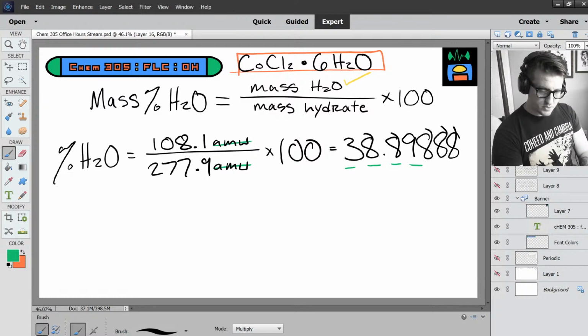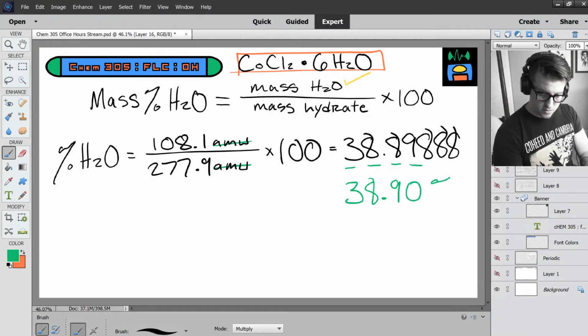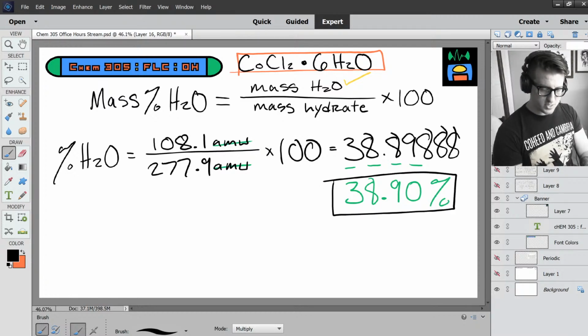However, we can only keep 1, 2, 3, 4 sig figs. The 8 rounds that 9 up to a 10, which subsequently rounds that 8 up to a 9. But we still need 4 sig figs, so I have to add a 0. 38.90%.